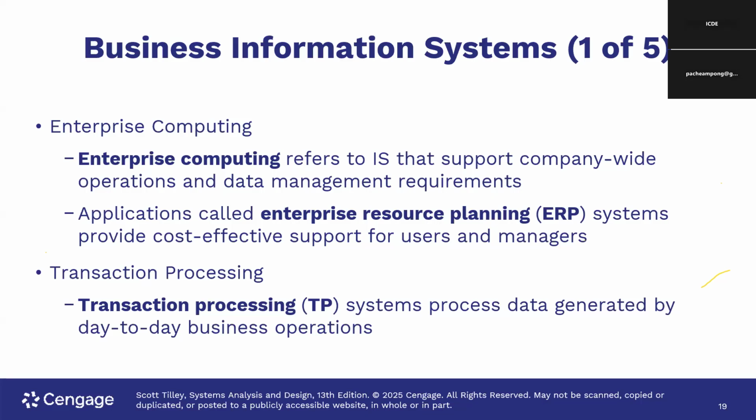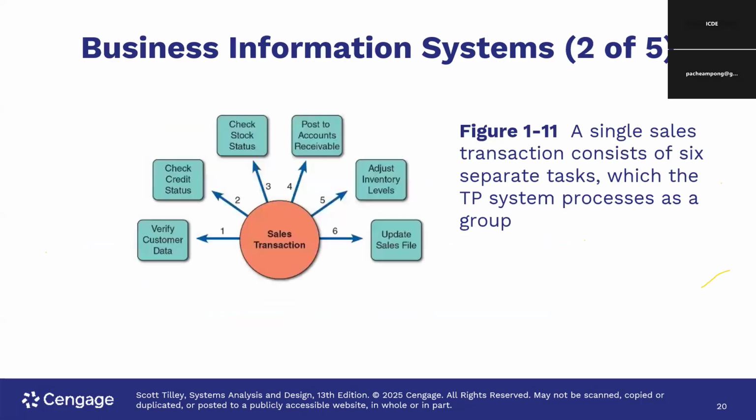We also have the transaction processing, which is a system that processes data generated by day-to-day operations. Okay. So this image depicts a single sales transaction which consists of 6 separate tasks and which the TP system processes as a group. Okay.